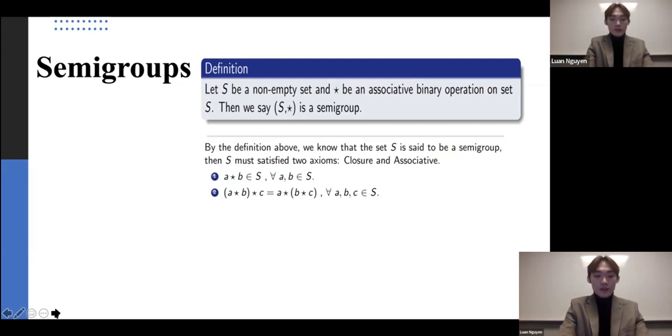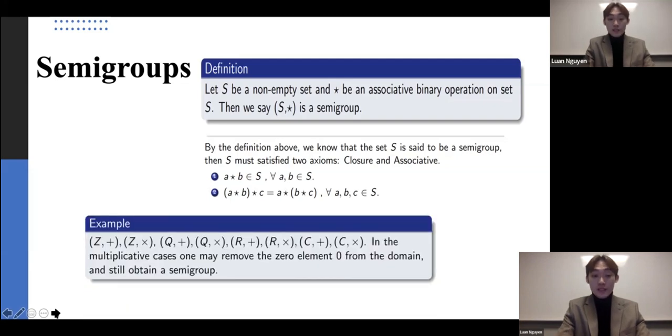Here are some examples of sigma groups. The sets of integers, rational numbers, real numbers, and complex numbers under addition form sigma groups. In the multiplicative case of those sets, one may remove the zero element from the domain and still obtain a sigma group.